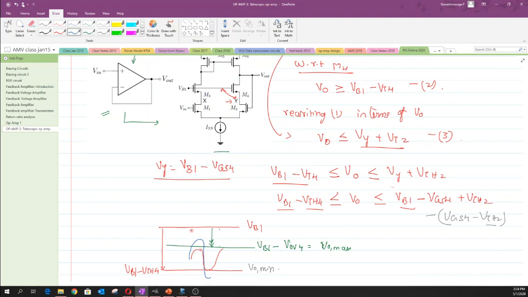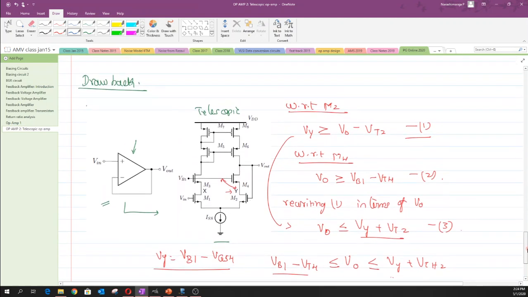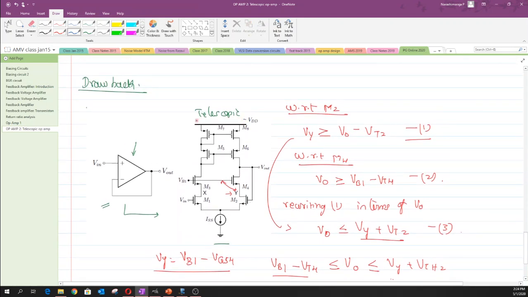So clearly one could visualize that the amount of swing that one would end up having is very limited when we go for a telescopic configuration that has been used to realize a unity gain feedback. So the final conclusion that one could have is that one cannot use a telescopic op-amp configuration to realize an op-amp that is used in a unity gain feedback. So that is one of the major drawbacks that one would have here. I hope that you are clear with it.